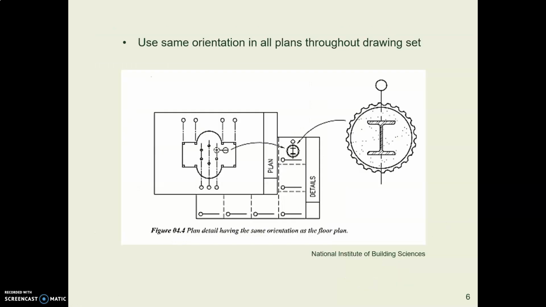Once you decide which direction is north and you get a north arrow on your sheet, you keep every plan pointed the same direction on every sheet. So if this is north up towards the top, and it should be, then north will be towards the top on every floor plan, every mechanical plan, every foundation plan, and so forth.